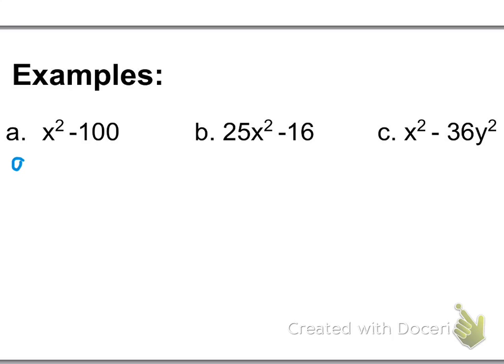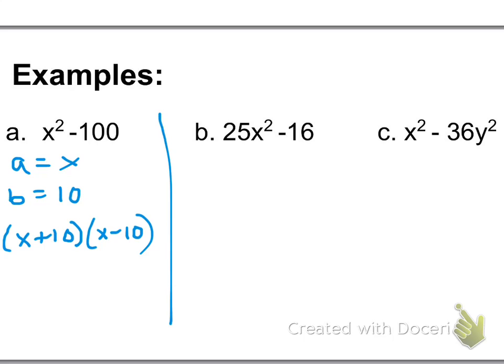So for letter A, my a value would be x, and my b value would be 10. X times x is the x squared. That's how I got that value. 10 times 10 is 100. That's where I got that value from. Once I've identified a and b, I can just say that this will factor down to be x plus 10 and x minus 10. Okay, so that's letter A. Letter B.